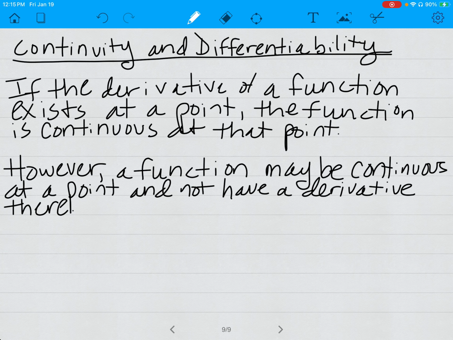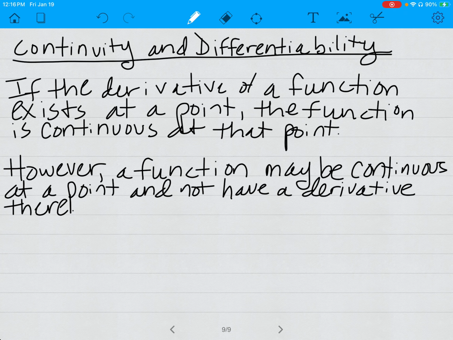And there is a relationship between continuity and differentiability. And here's what that relationship looks like. If the derivative of a function exists at a point, so if you can actually find a derivative of a function at a particular point, the function has to be continuous at that point. We cannot find derivatives at points where functions are discontinuous.